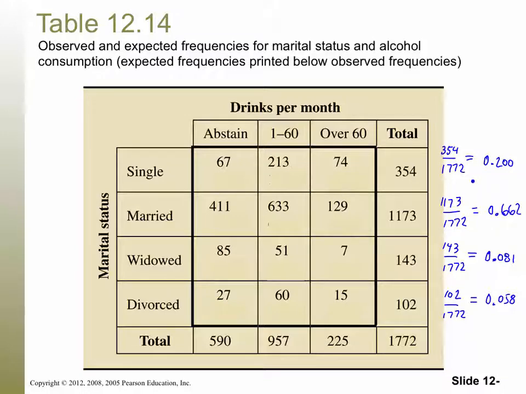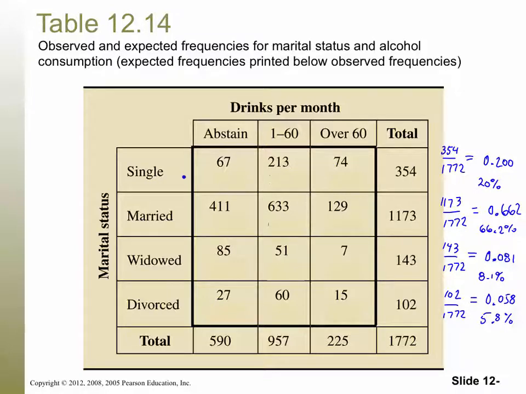So here's how this works. These are the percentages: 20% single, 66.2% married, 8.1% widowed, and 5.8% divorced. Here's the total number of people that abstain. If these aren't associated, then what percentage of this 590 would you expect to be single? What percentage of the 590 who abstained would you expect to be single if they're not associated variables?